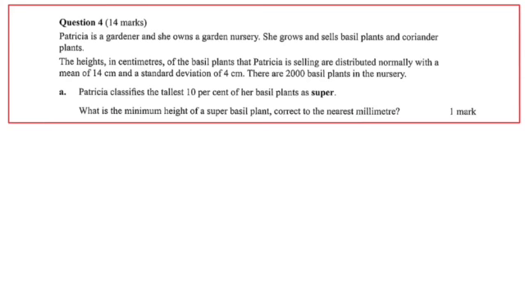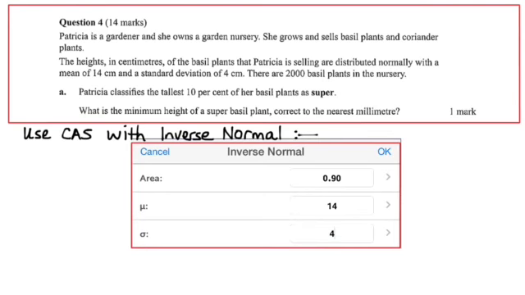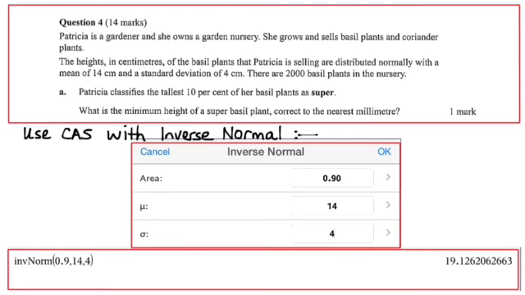And this is a 1 mark question, guys. Have a little think, get your head straight, and it's very easy. We're dealing with inverse normal on the CAS handheld, aren't we? We want the minimum height of the super basil, okay? So therefore we just want inverse normal. We're going from the probability back to the height. We've got the probability is 0.9, that's the minimum value of a super basil. We've got mu is 14 and 4 was the standard deviation. We can easily plug that into the CAS and we'll get that answer.